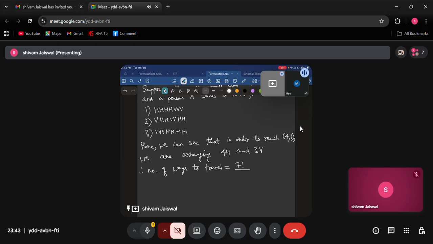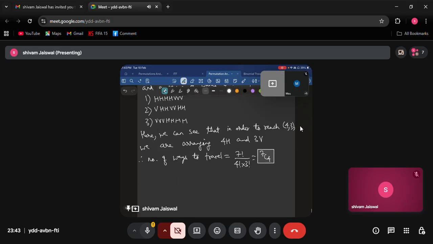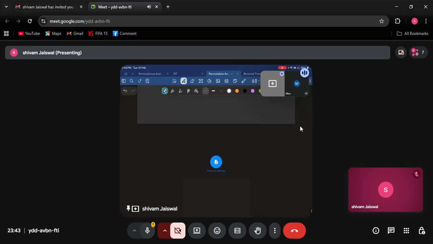The number of ways to travel will be 7 factorial divided by 4 factorial into 3 factorial. It's an interesting problem, and this type of problem does come in the exam. That is 7C4. This is your answer. Devank, is it clear? Yes, sir.